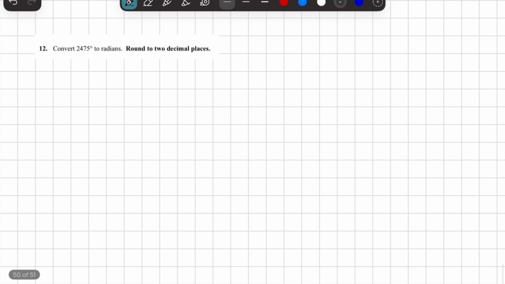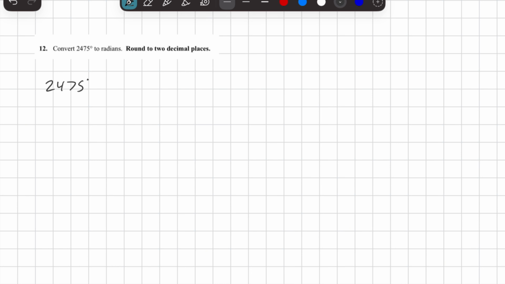Okay, these last 2 questions you can use your calculator for. So we're converting degrees to radians. So to convert, this is kind of like if you took stoichiometry in chemistry. This is kind of the same idea. Or like in physics when you convert from like meters to kilometers and stuff like that. It's the same idea.